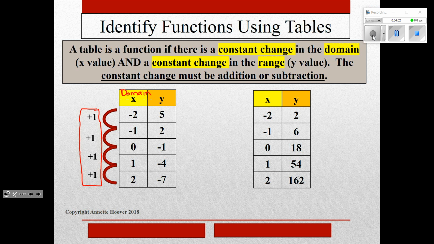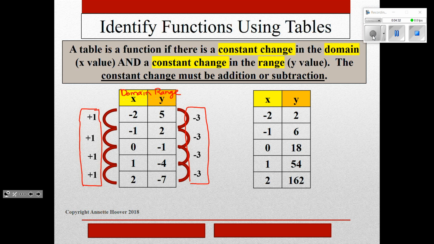We want to have also a constant change in the y, or the range values. So if you go over here first, we look at 5 to 2. What do you do to go from 5 to 2? You subtract 3. What about 2 to -1? You subtract 3. -1 to -4, subtract 3. -4 to -7, subtract 3. Again, right here you will see that it's the same. This is a constant change in the range.